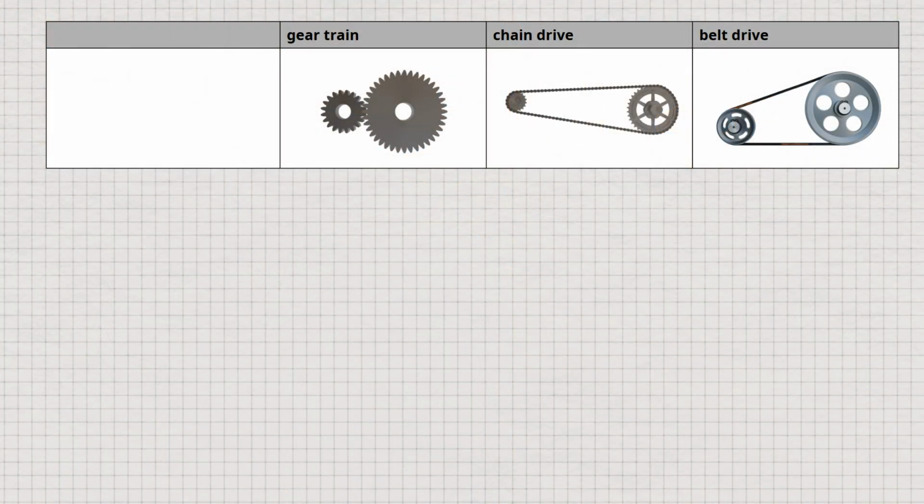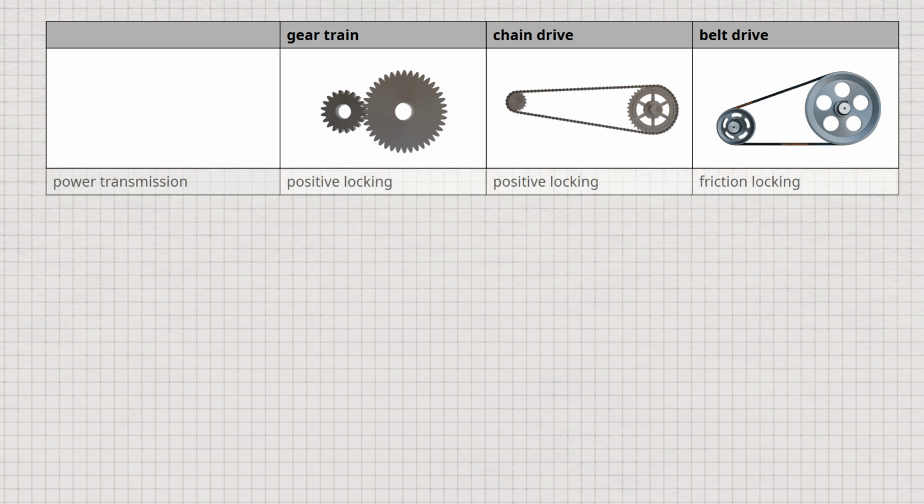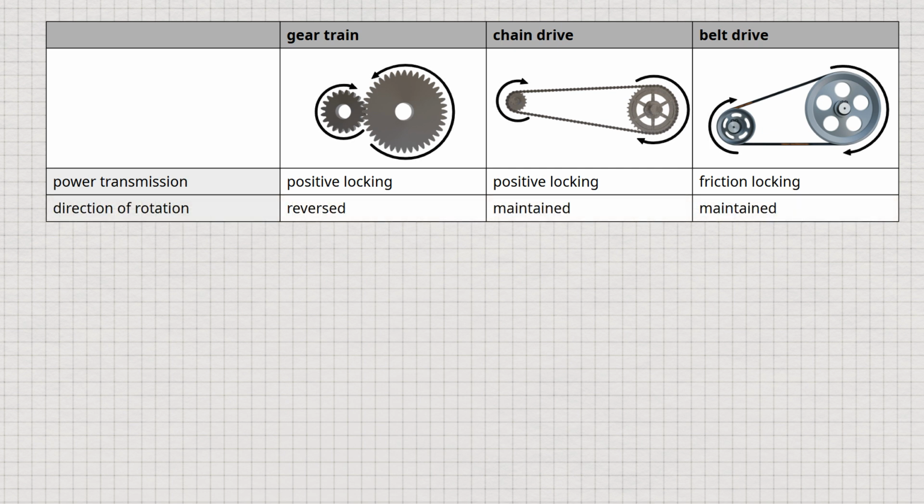Finally, the characteristics, advantages, and disadvantages of gear, belt, and chain drives are summarized. In gear trains, power is transmitted positively by meshing teeth. This is also the case in chain drives. In belt drives, power is transmitted by friction between the belt and the pulley. Note that with chain or belt drives, the direction of rotation is generally maintained unless, for example, a crossed belt drive is used. With gear drives, however, the direction of rotation is reversed from gear to gear.